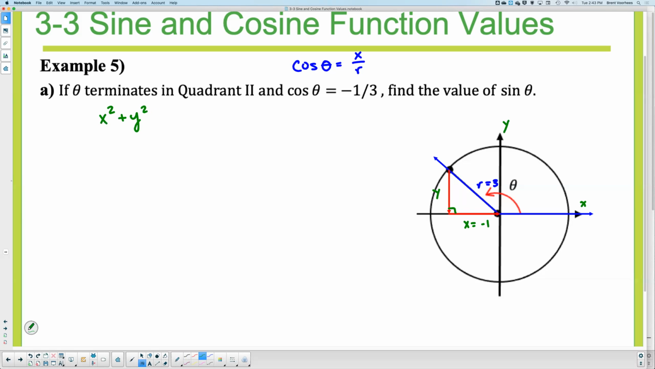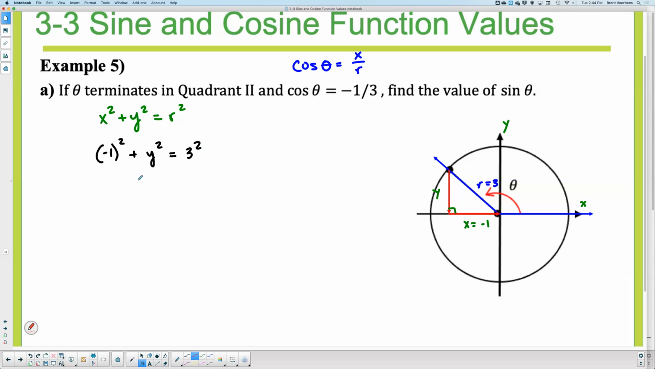I heard Pythagorean theorem. That's it. x squared plus y squared equals r squared. In this problem, we know what x is. What is x? I'm going to put it in parentheses for the sake of PEMDAS. Y, we don't know. Oh, we do know r. What is r?